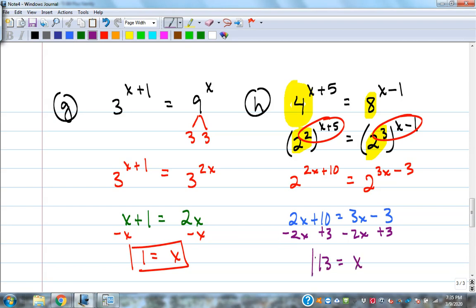13 is equal to x. And if you go back to your original problem and plug 13 in for x up here, 4 to the 18 and 8 to the 12 are the same number, if you work it out. Let's look at another one. We'll do another one of those.